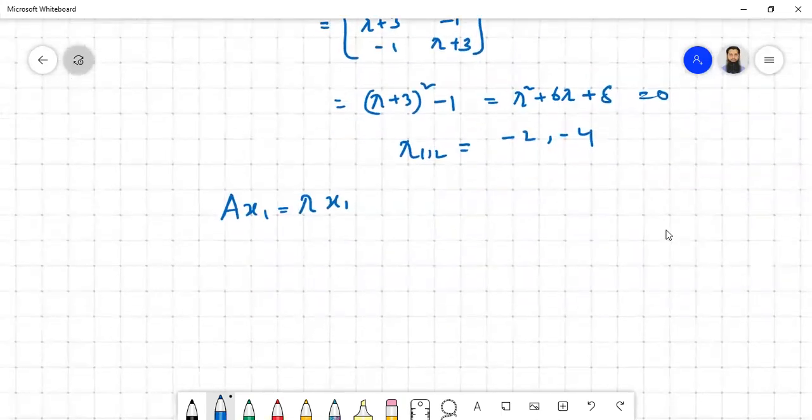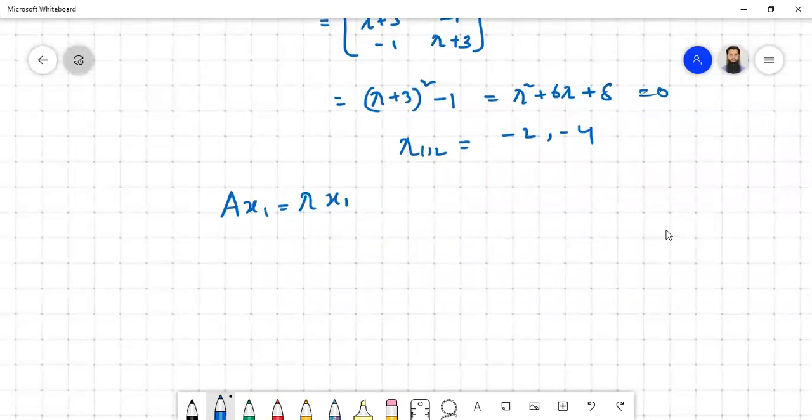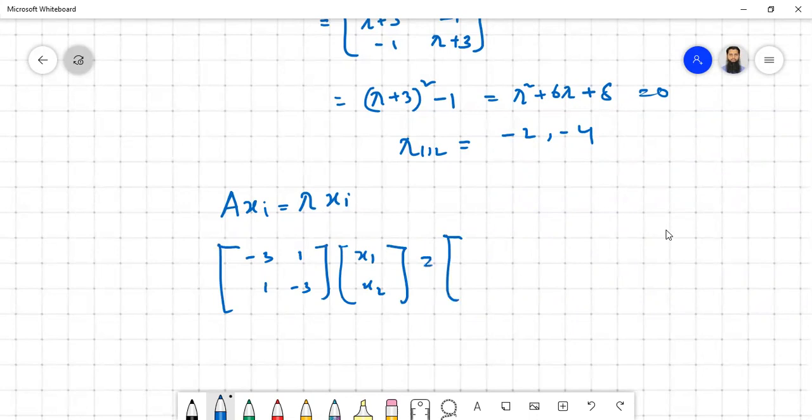So our system matrix is something like this: minus 3, 1, 1, minus 3. So we need two parameters in X, basically X1 and X2. The first value we are taking is minus 2, and then minus 2 into X1 and X2. Now if you solve this one, then we're going to get two equations.